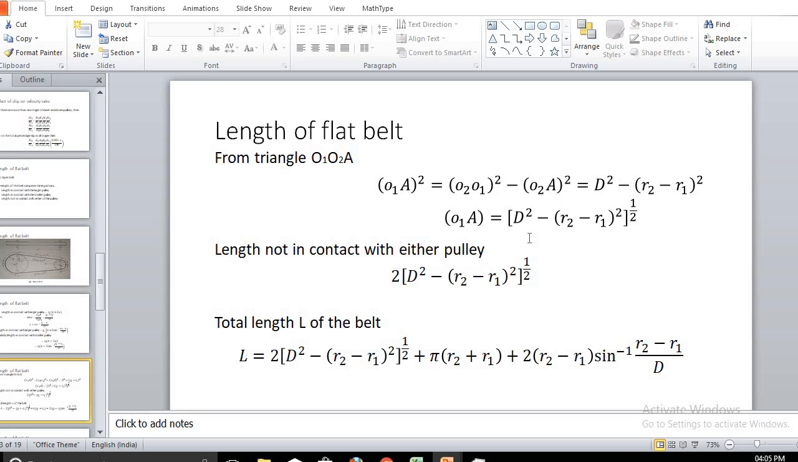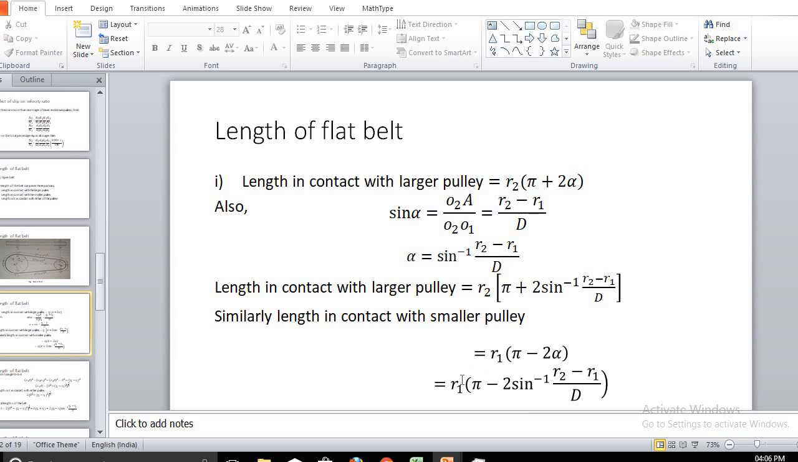This term, d square minus R2 minus R1 square raised to 1 half, is simplified by expanding it. Now the total length is a summation of all these: this term plus this term plus these two terms, R1 into pi minus 2 sin inverse of R2 minus R1 by d, and R2 into pi plus 2 sin inverse of R2 minus R1 by d.